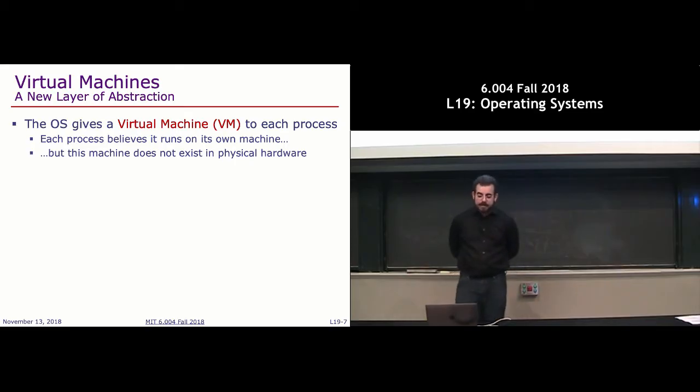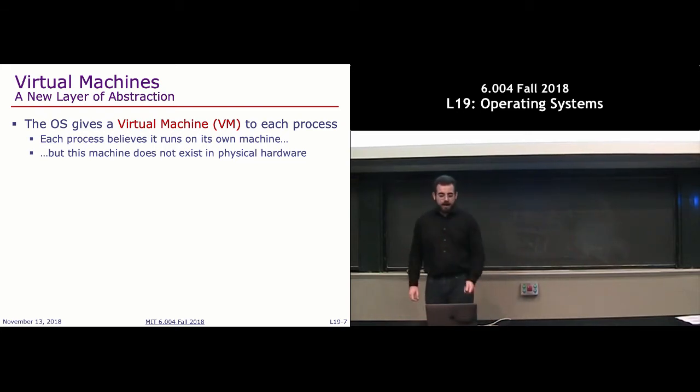What I mean by this is that each process really does believe that it runs on its own machine, on its own physical hardware. But this machine doesn't actually exist in the physical world. It's just a mirage. It's something that the operating system is providing underneath. So in general, every time we have something that looks like a machine that a process is running against, but that is not implemented in physical hardware, we call it a virtual machine.